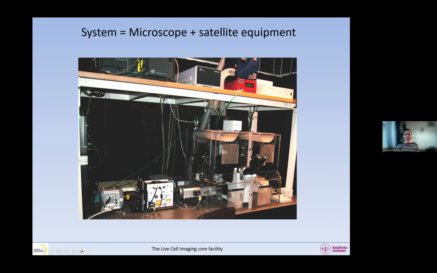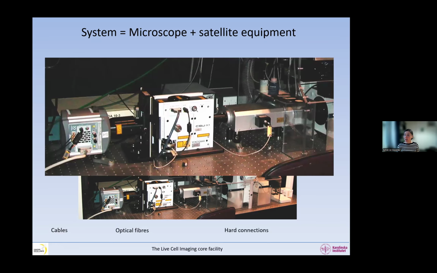When I tell people that I work in a microscopy facility, they think that we only have this. And they do not realize that it's only a small part of the system. So here, this is the microscope body, and here is all the satellite equipment. That's a lot more. So these satellite equipments are attached to the microscope body with cables, optical fibers, and hard connections. So let's have a look a little bit closer to this particular microscope.